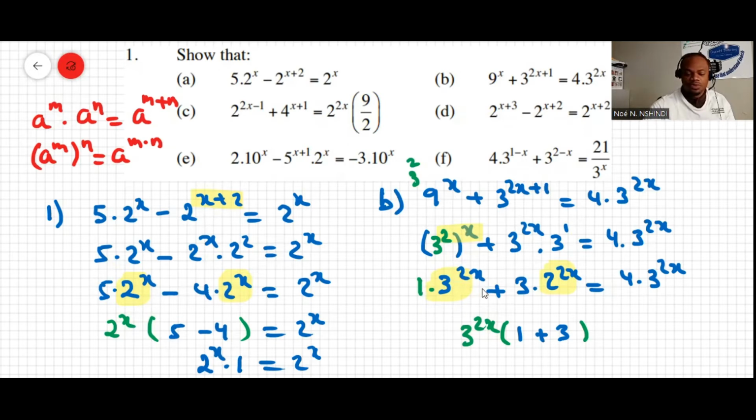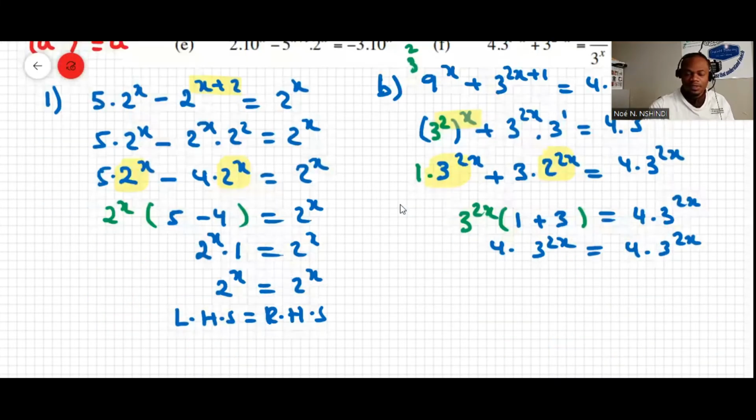Now this is equal to 4 times 3 to the 2x. Now over here, 1 plus 3 is just equal to 4. So this is 4 multiplied by 3 to the 2x equal to 4 multiplied by 3 to the 2x. So we have left hand side equal to right hand side. Also proven. Okay.